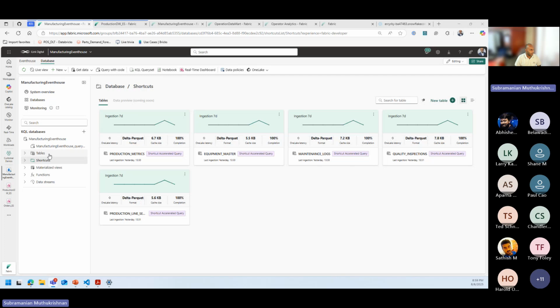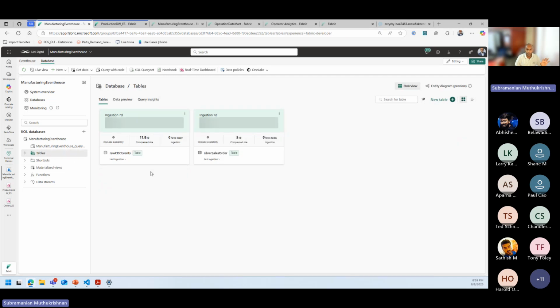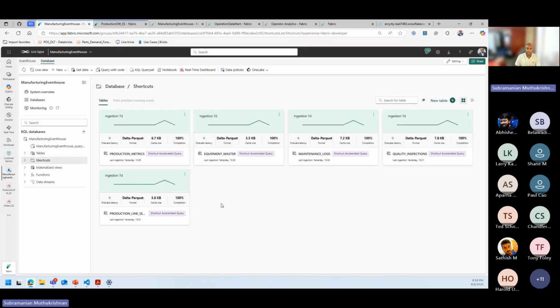And as you could see here, we have a bunch of tables that got connected into the Fabric RTI. In this case, the raw data is coming from SQL Azure as events streaming into it. And then we have all our operation data coming from Snowflake with a concept called shortcut within Fabric. What shortcut is, it's nothing but a pointer to the actual data without actually moving the data from one system to another.